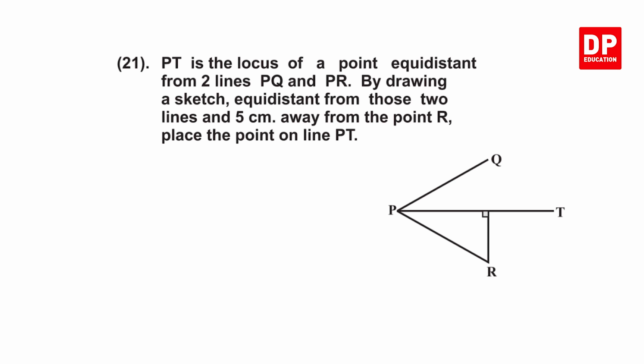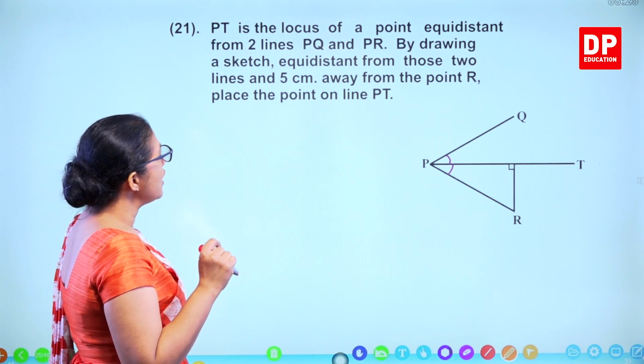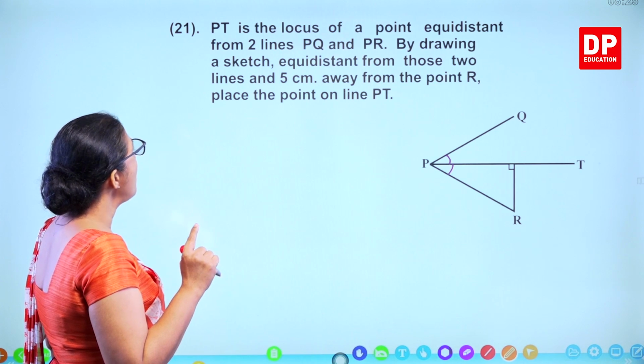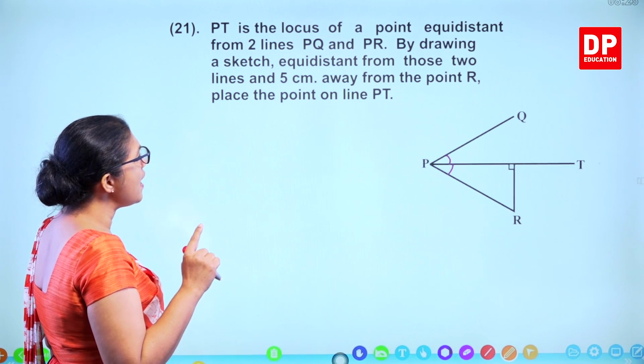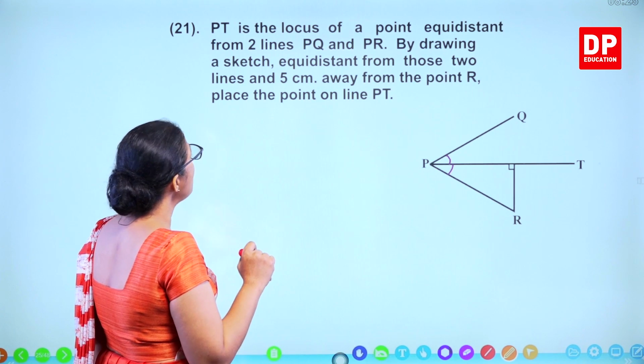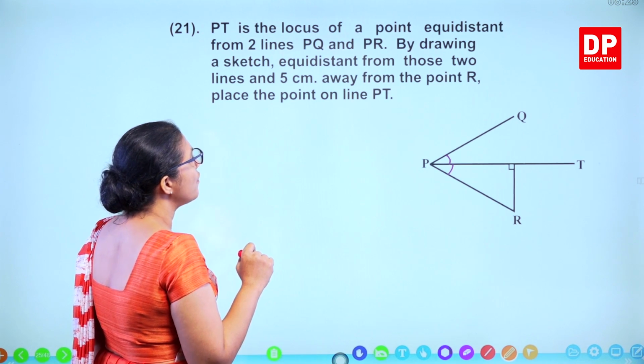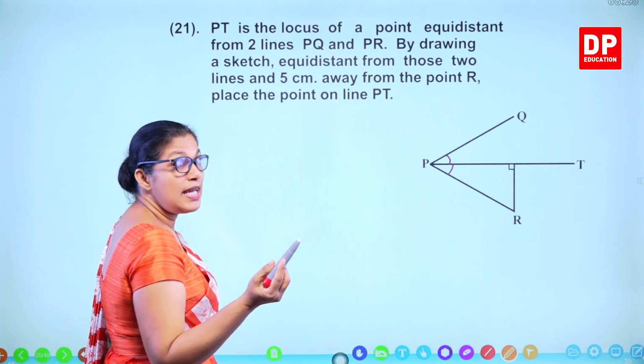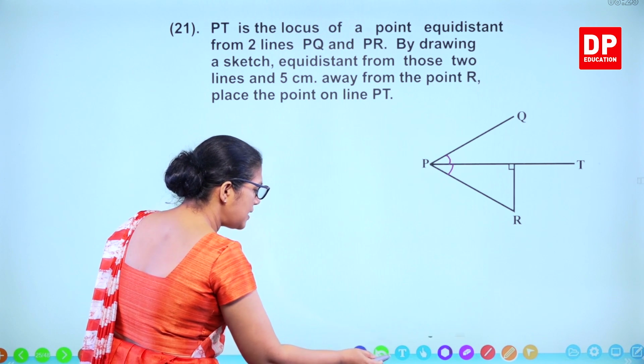Question number 21. PT is the locus of a point equidistant from two lines PQ and PR. So that means this is the angle bisector. By drawing a sketch, equidistant from those two lines and 5 centimeters away from the point R, place the point on the line PT. So you need a compass for that.